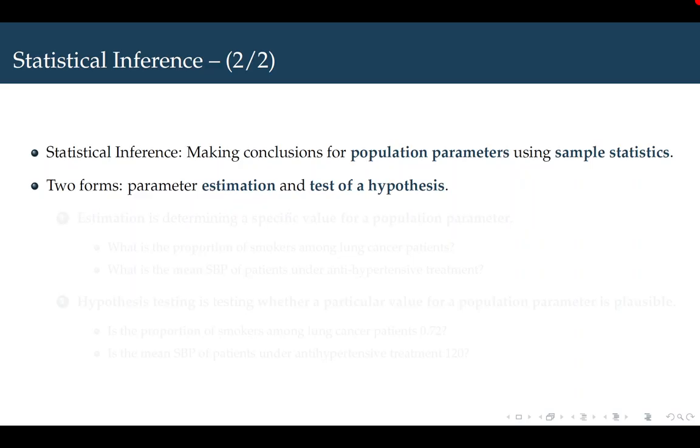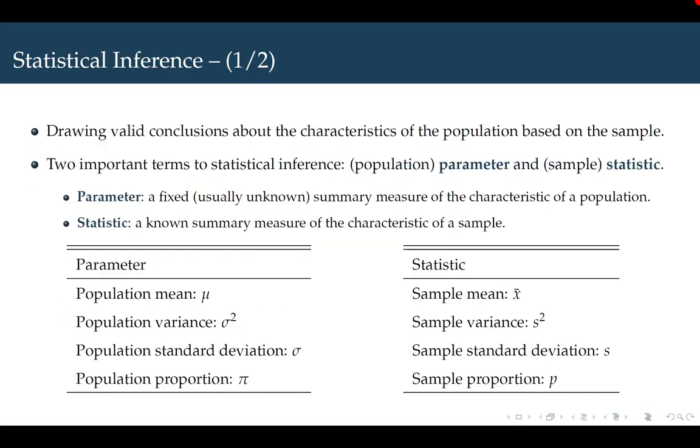So statistical inference, in other words, is making conclusions for population parameters using sample statistics. Here we have identified some of the parameters and some of the corresponding statistics. Therefore, drawing valid conclusions about these population parameters based on these sample statistics is called statistical inference.